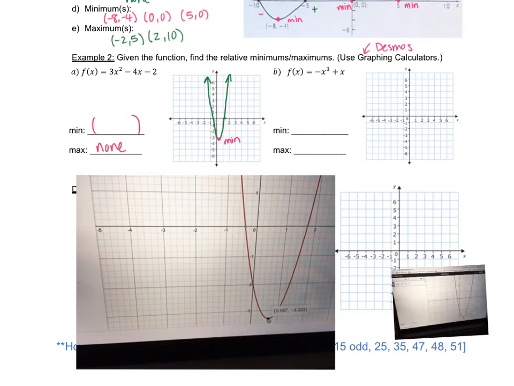So I might need some room. So for my x value, it looks like it's at 0.667. And then for my y value, it looks like it's at negative 3.333. And so that looks like my minimum value that I have. And so that's how you do it on Desmos.